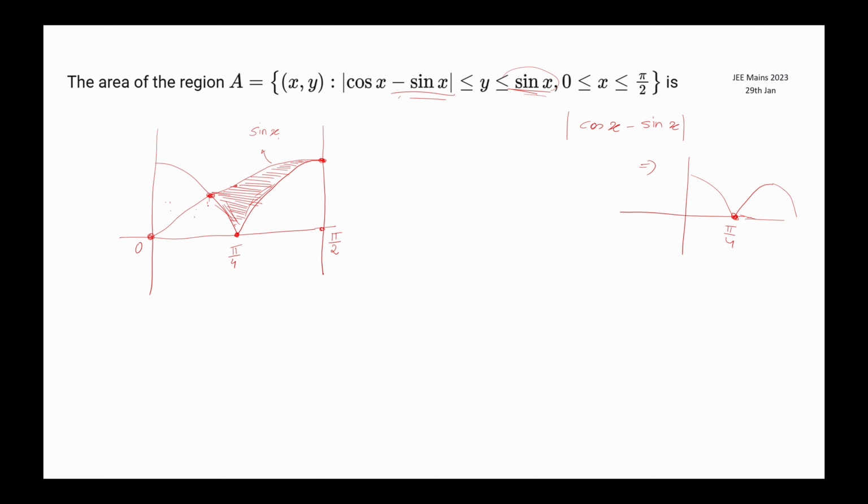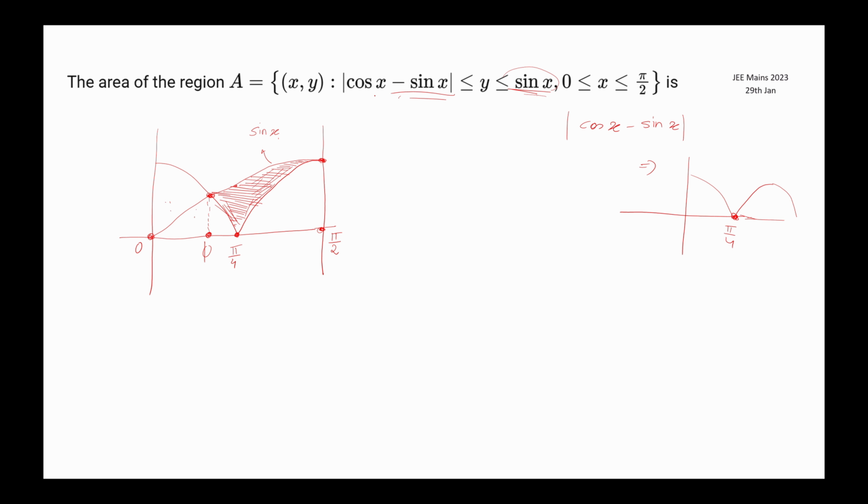So let's say this value here at the intersection point, let's say this is our angle phi. So from phi to pi by 2, we can see that sin x is greater than cos x minus sin x. So basically this is the area that we have to find out. Now how can we find out this area? We simply cannot integrate it from phi to pi by 2. Phi we can find it out.